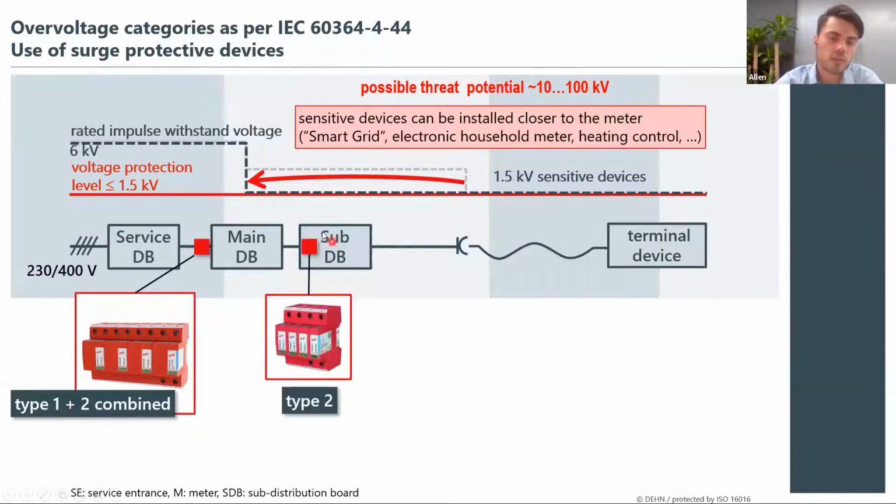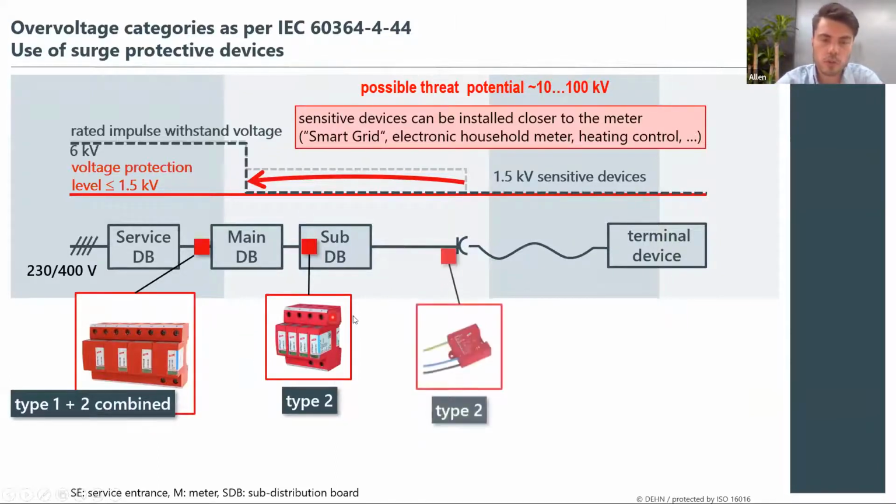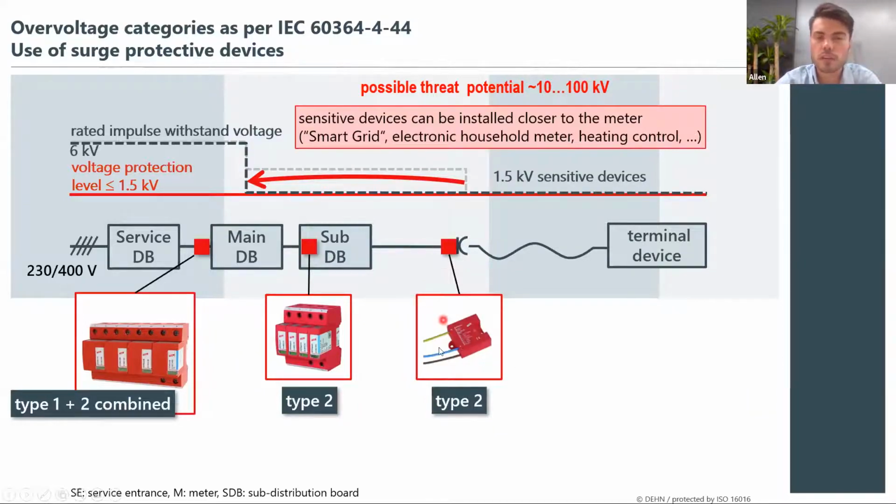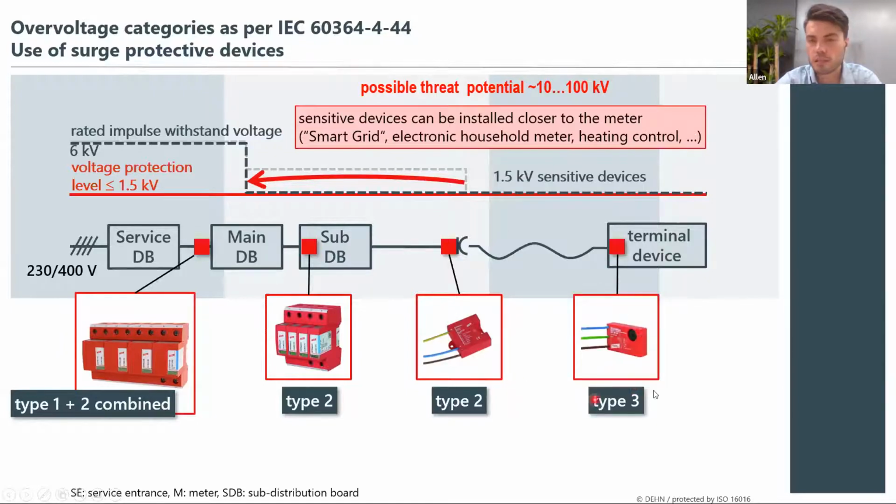Now, let's say you have your sub DB, you can install a type 2 device because most of the lightning current has been dealt with by the type 1, type 2 combined surge protection device. And if you would like, you can also install, next to the terminal device as close as possible, another type 2 surge protection device, as well as a type 3 surge protection device.